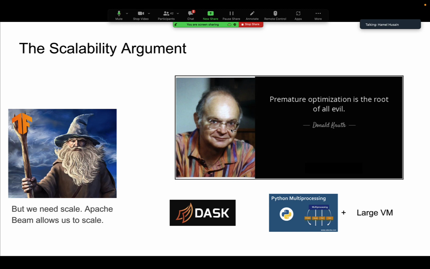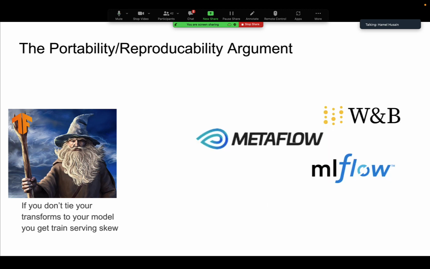The famous quote by Donald Knuth is true: premature optimization is the root of all evil. If you try to scale from the beginning, like using Apache Beam, you might never get off the ground. There are also other solutions, like using single large nodes and multiprocessing, which works for a lot of applied ML problems, and then things like Dask as well. So there are other ways to achieve scale in data processing without cognitive overload.